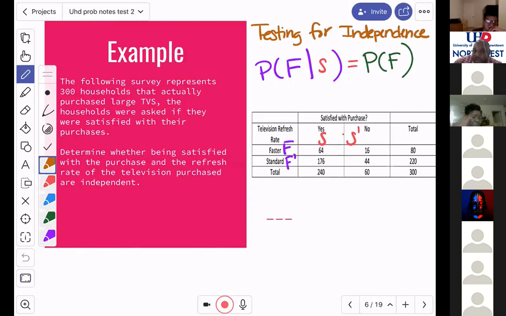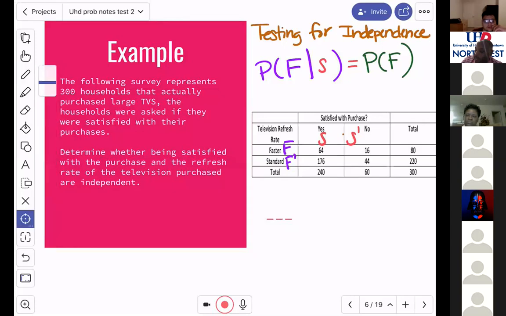We're testing for independence. To test for independence, you always first create a conditional. What conditional am I looking at right now? Faster rate given who? The satisfied people. That should be equal to whatever your first event is in your conditional. So it's equal to my probability of the faster people.